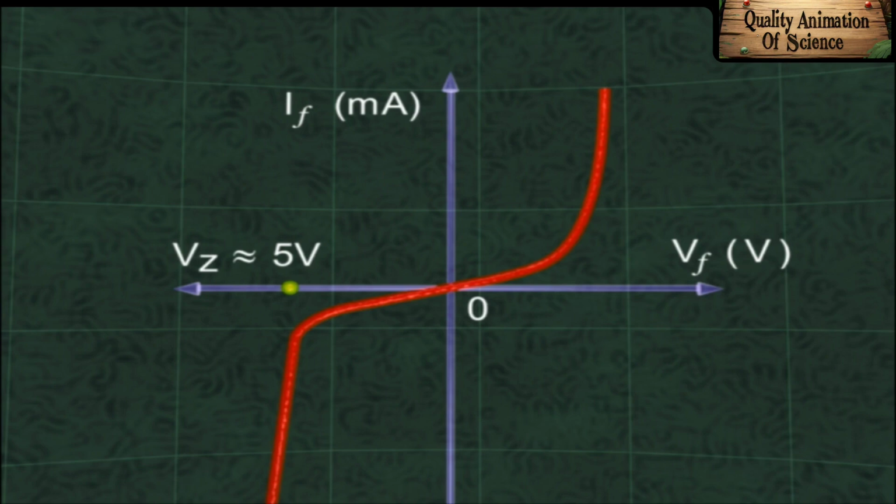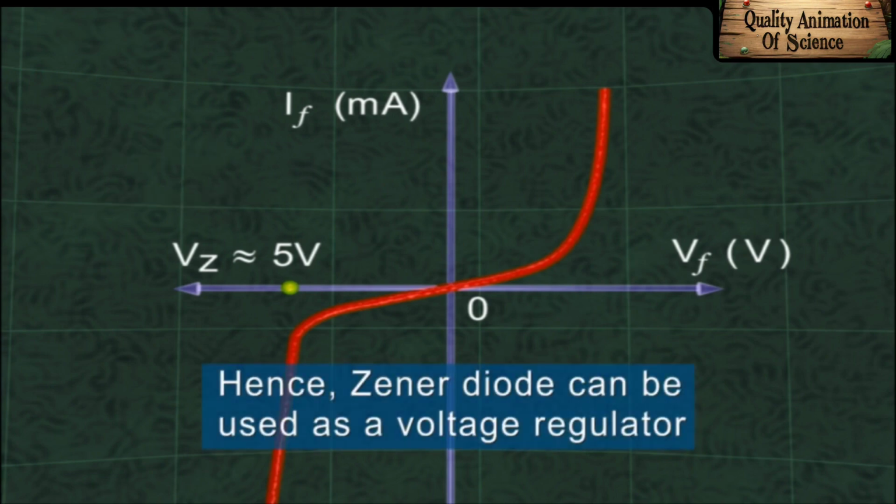It can be seen from the reverse bias characteristic that a small change in the voltage near the breakdown voltage produces a large change in the current. This means that in this situation, the voltage across the Zener diode remains constant for large changes in the current. Hence, such a diode can be used as a voltage regulator.